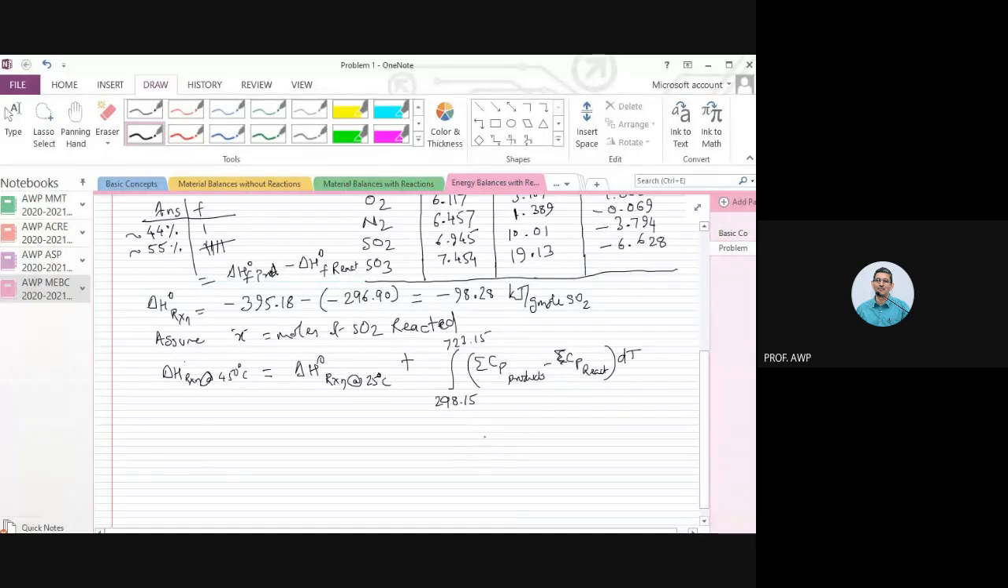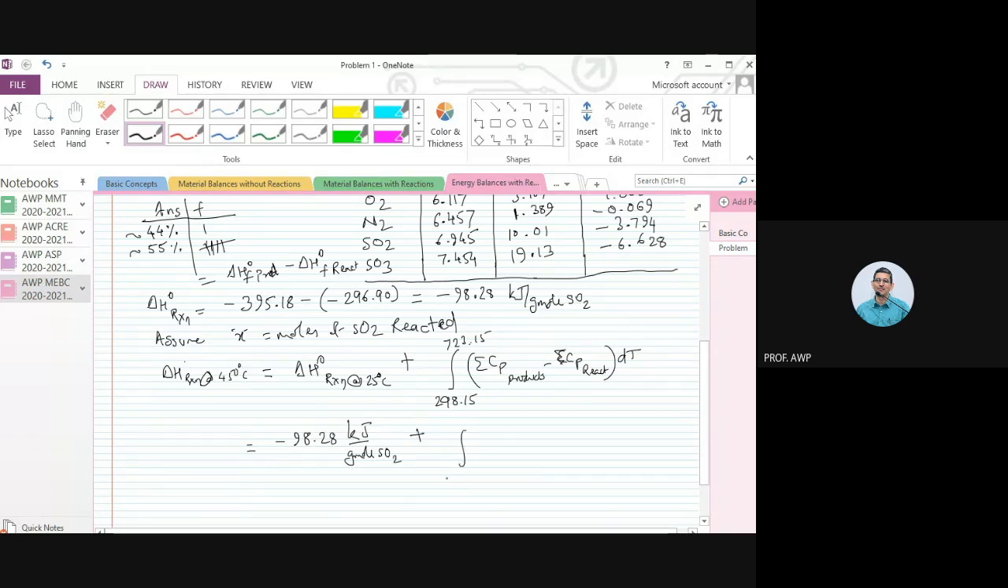Am I right, Atharva? Yes, sir. Okay, so this would be delta H0 for the reaction at 25 degrees centigrade. This value we already know. This value is minus 98.28 kilojoules per gram mole of SO2.